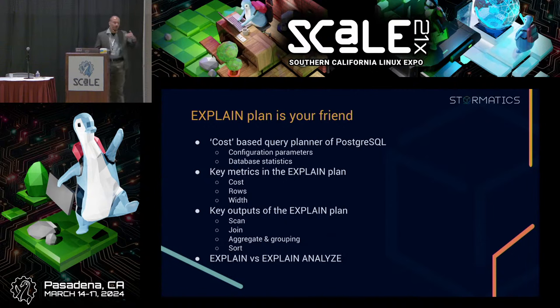The number of rows a query is going to return and the width of each row that the query returns. These are the key metrics to watch out for in an explain plan. Now, the key outputs that an explain plan gives you are how it's going to scan the data, how it's going to join the data, how it's going to aggregate it, and how it's going to sort it. These are the four key areas that it covers.